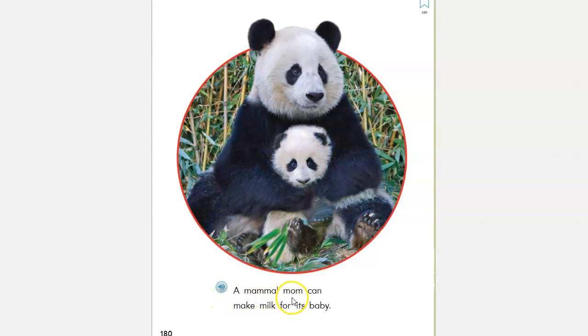A mammal mom can make milk for its baby. So we see a panda bear and her cub. So we know that lions are mammals and also pandas. So we know that mammals have hair on their skin, can make milk for their babies, and can be many different shapes and sizes.